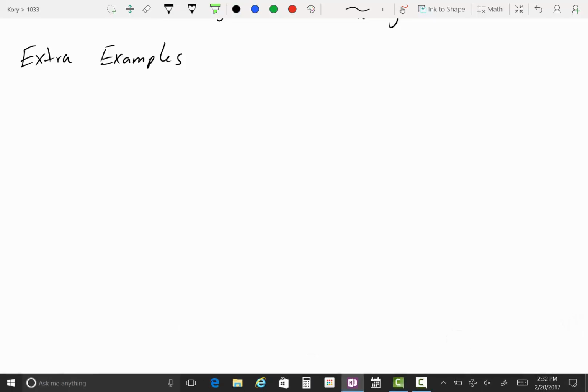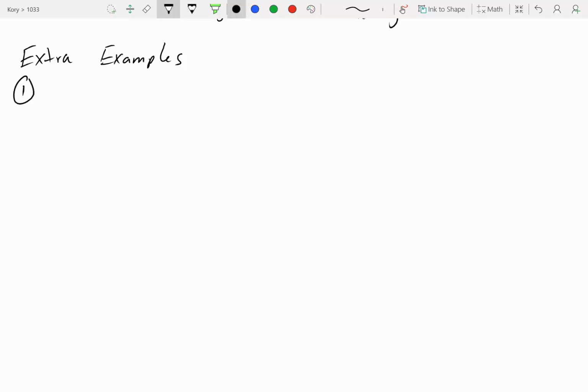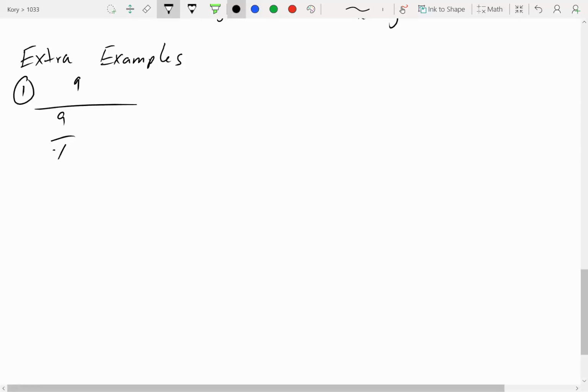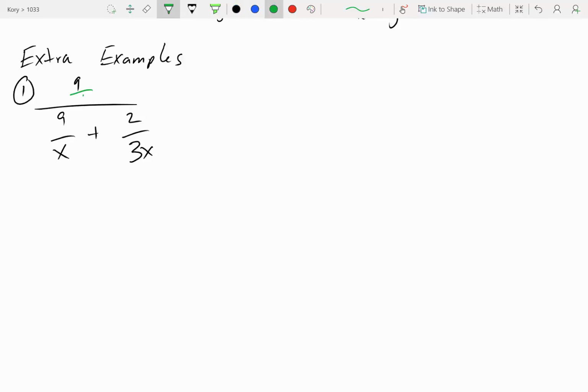All right, number 1, we have 9 over x plus 2 over 3x. So let's take a look at our denominators. We have 1x and 3x, so they share an x, and then we have a 3 left over. So our LCD is 3x. Now we're going to multiply everything by 3x.